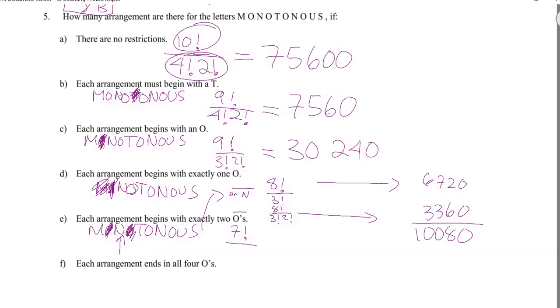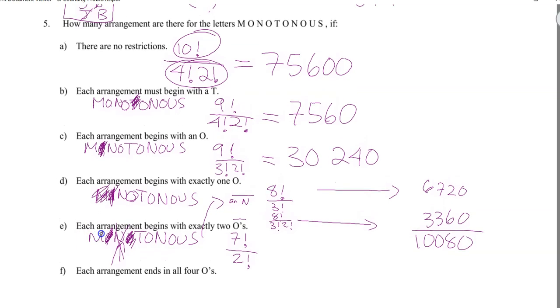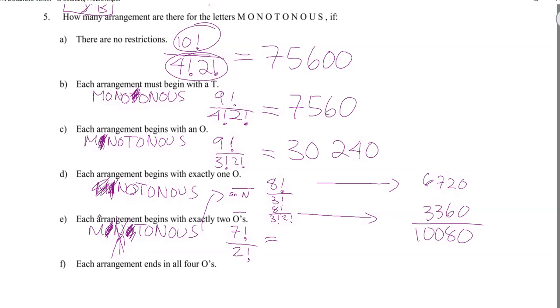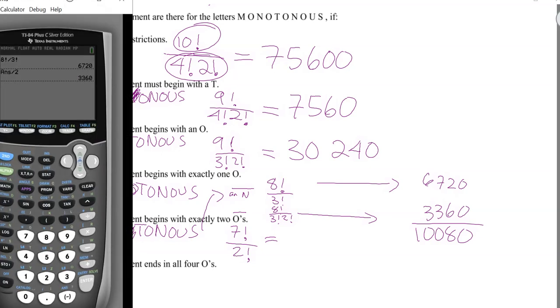The next one is an N. So we took out the 2 O's. Next one's an N. That's gone. So 1, 2, 3, 4, 5, 6, 7. But we have 2 O's, and no other repeating letters because of that N. And that is 7 factorial divided by 2 factorial, which is 2520.